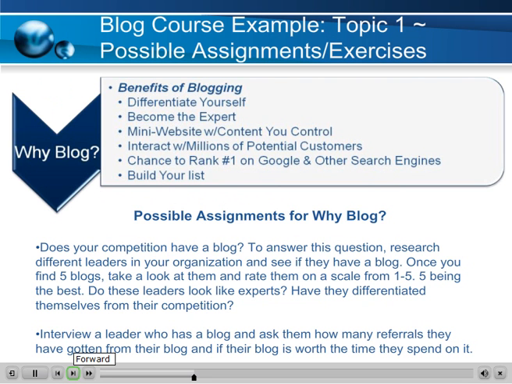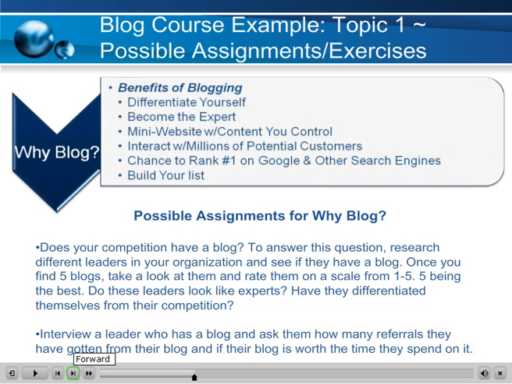Okay, so let's look at our first blog course example, the topic 1, and let's do some possible assignments for it. The topic 1 was benefits of blogging. And we had all these details: differentiate yourself, become the expert, mini website with content you can control, interact with millions of potential customers, chance to rank #1 on Google and other search engines, and build your list. So I've got 2 possible assignments here for the topic of why blog.